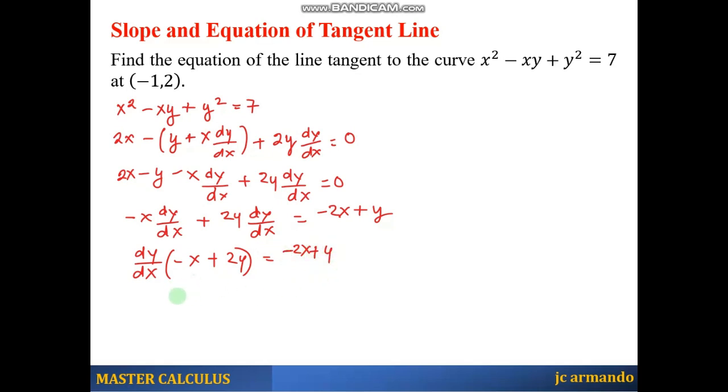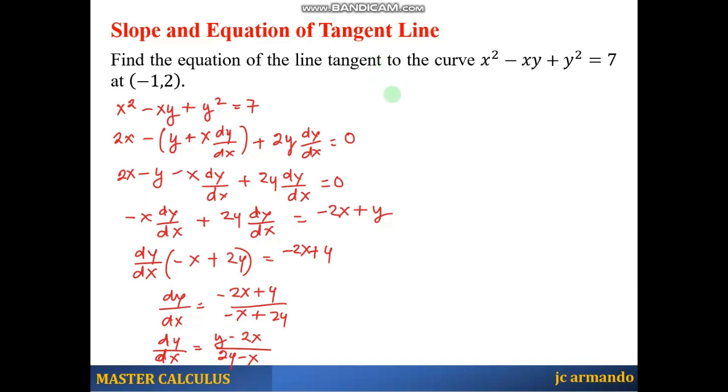Dividing both sides by negative x plus 2y. So, therefore, dy dx is just equal to negative 2x plus y all over negative x plus 2y. Pwede mo siyang gawin ganito para hindi nakakalito. E di gawin na lang natin y minus 2x divided by 2y minus x. Pareho lang naman yan. Dy dx is equal to y minus 2x over 2y minus x. Ano ang slope?